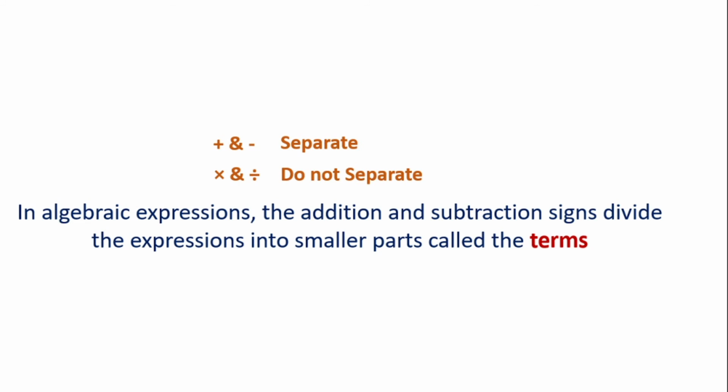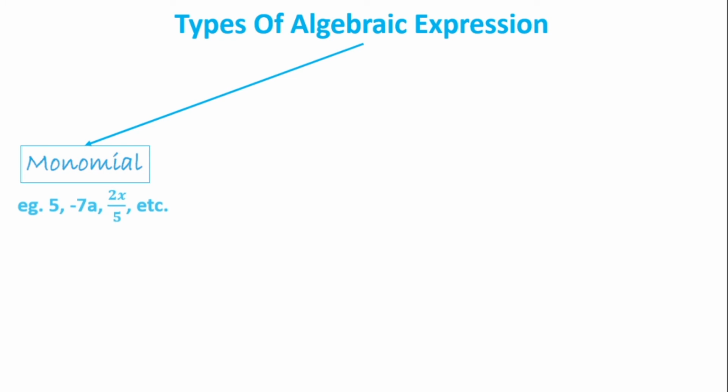Now, the last topic for today's video is the types of algebraic expression. We can divide types of an algebraic expression on the basis of the number of terms. If an algebraic expression contains only one term, then that type of algebraic expression is known as a monomial. For example, 7a, 2x upon 5, etc.